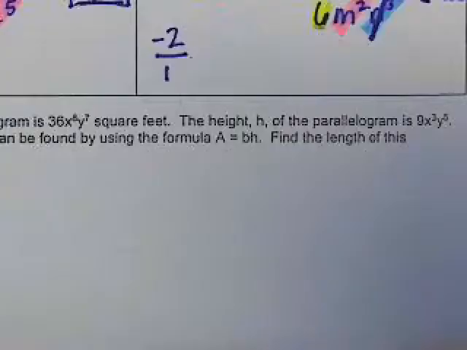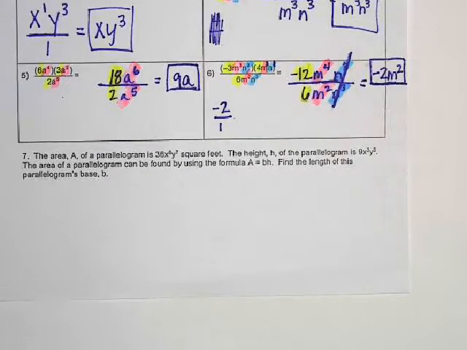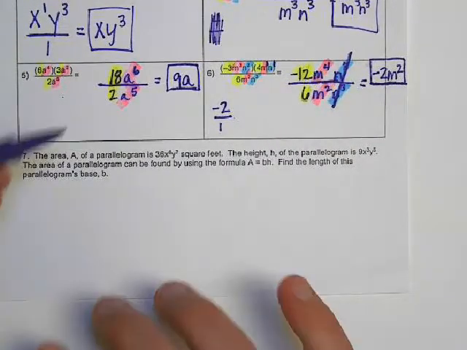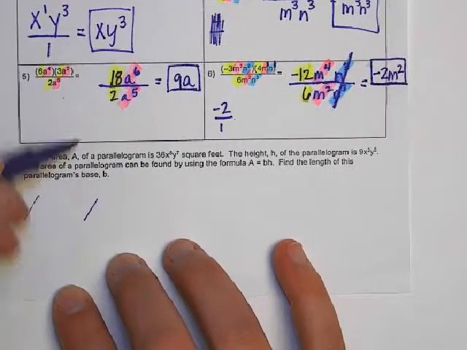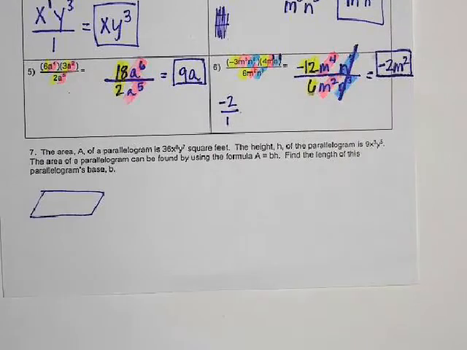Number 7. Last one. The area A of a parallelogram. What's a parallelogram look like? Looks like this. A parallelogram has 4 parallel sides. So it kind of looks like a rectangle. Okay? So, the area.